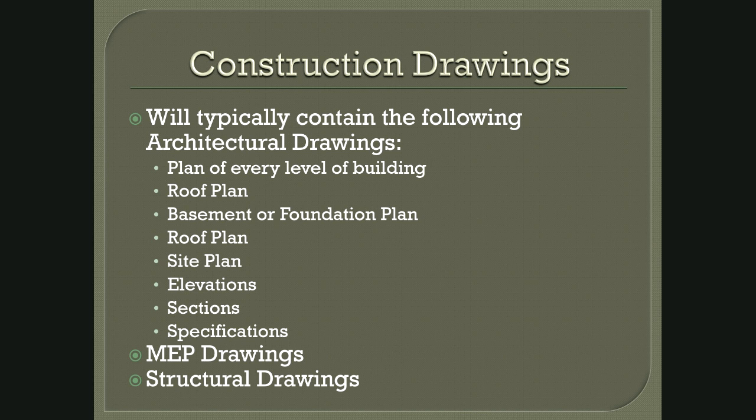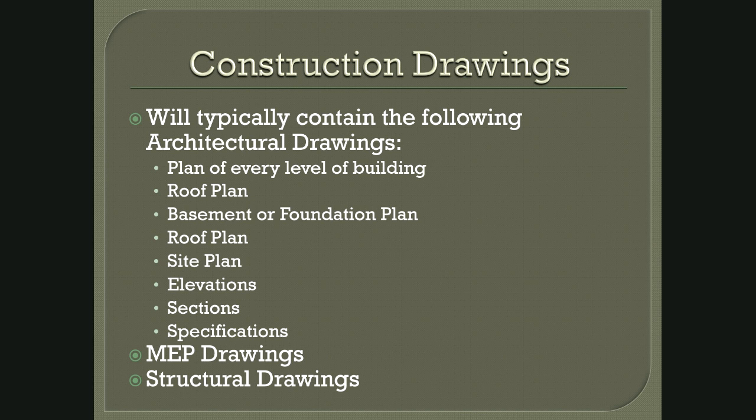You'll have a site plan that indicates where the building is on the site, and then you'll have elevations, sections, and you'll have specifications. And the order of this can change around a little bit. Often specifications and site plan come before the plan of the building. If I were doing it, I would do specifications, site plan, basement plan, and then go into the plan of the building by starting with the lowest level.